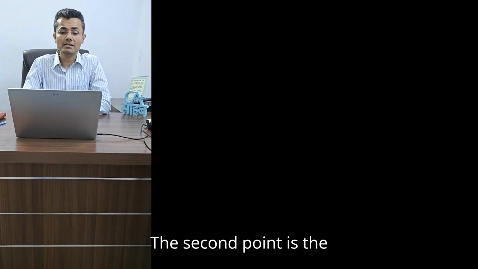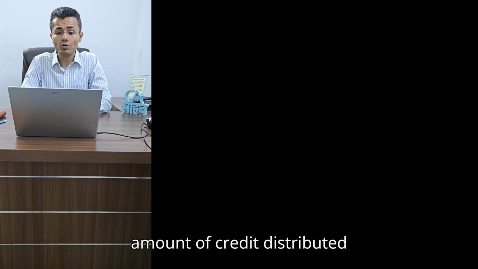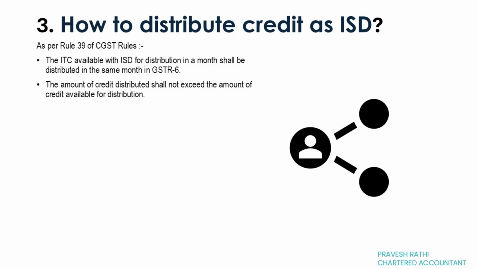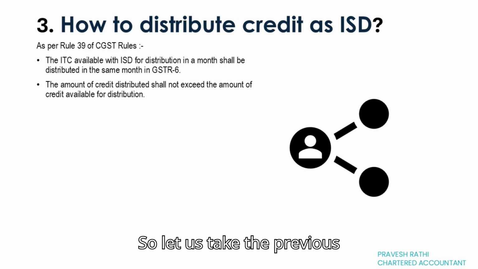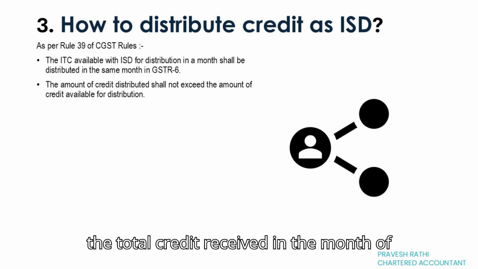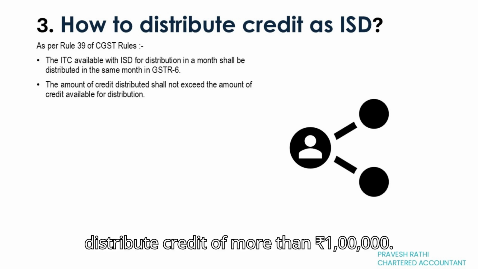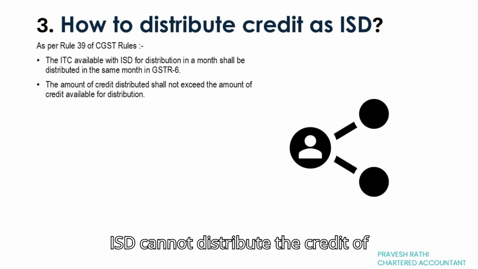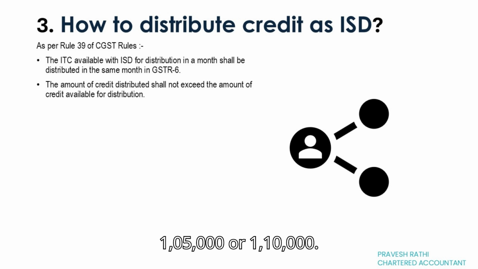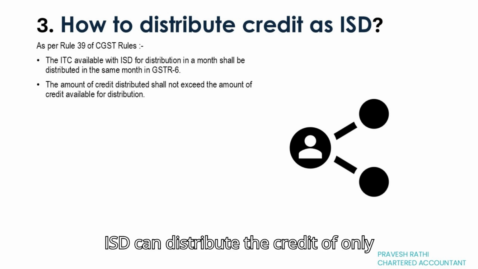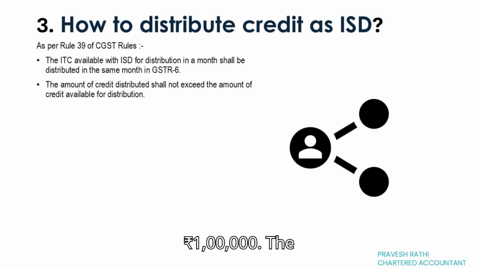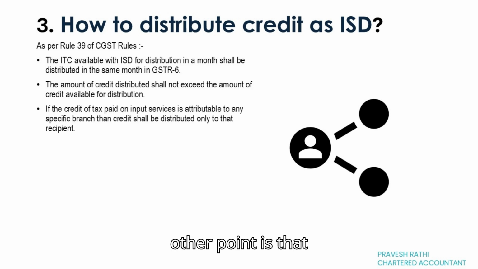The second point is the amount of credit distributed shall not exceed the amount of credit available for distribution. So let's take the previous example. The total credit received in the month of April 25 is 1 lakh rupees. So ISD cannot distribute credit of more than 1 lakh rupees. ISD cannot distribute the credit of 1 lakh 5,000 or 1 lakh 10,000. ISD can distribute the credit of only 1 lakh rupees.